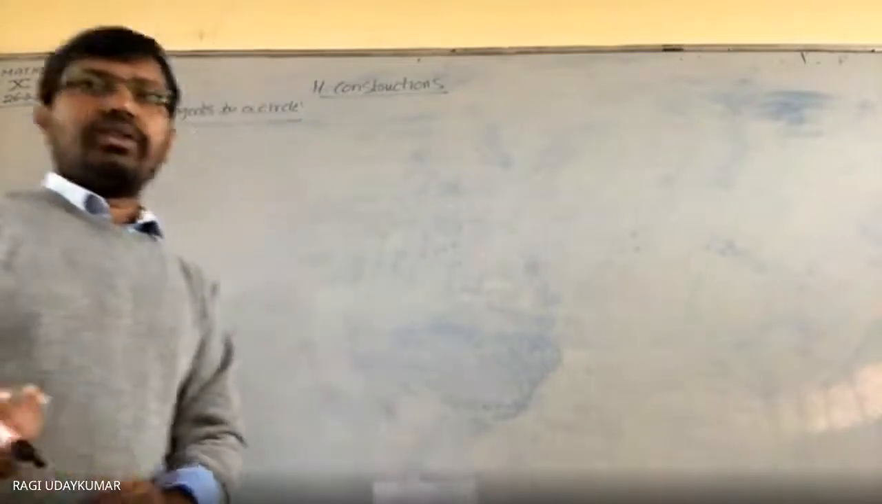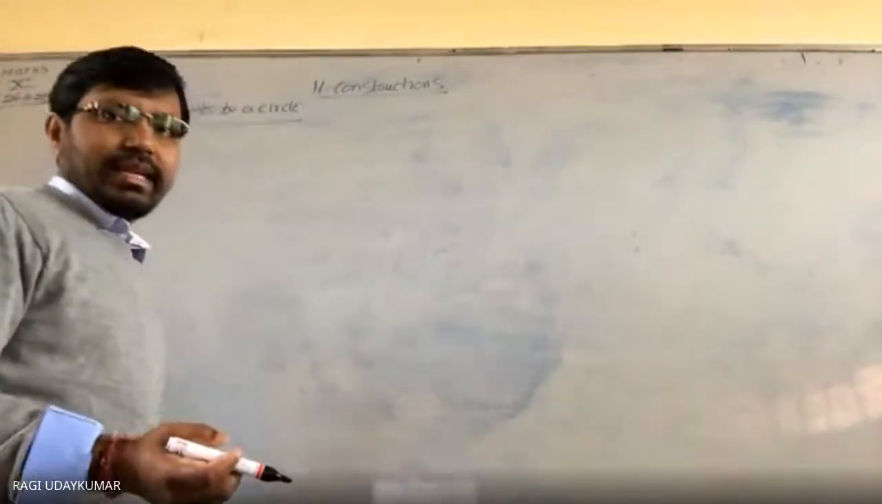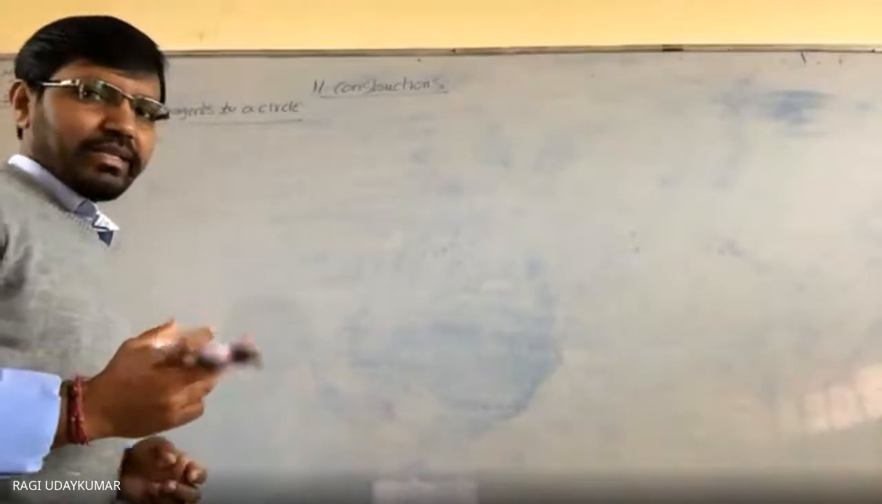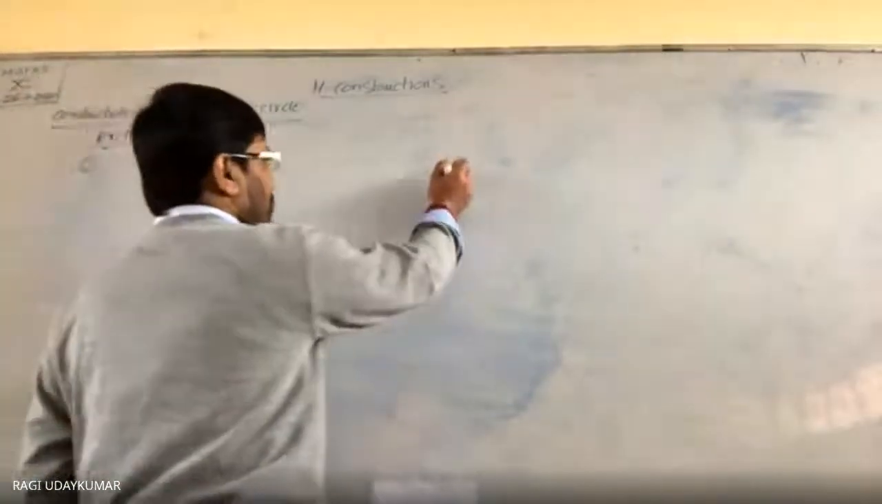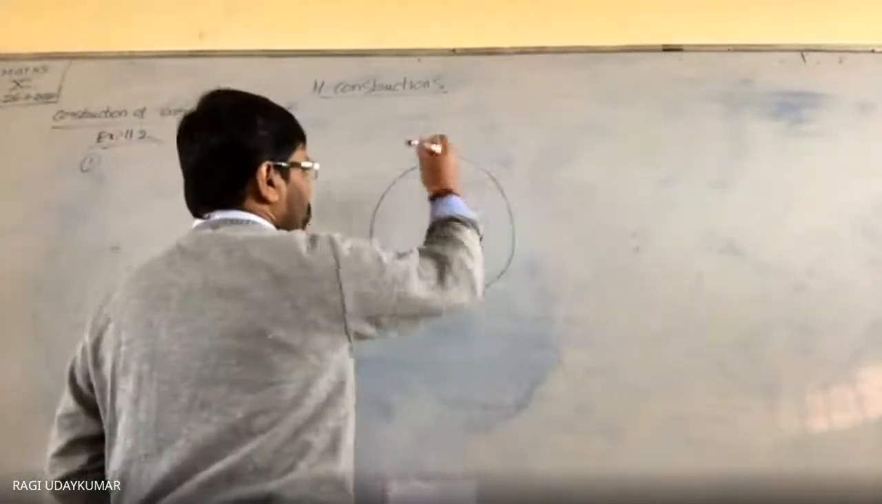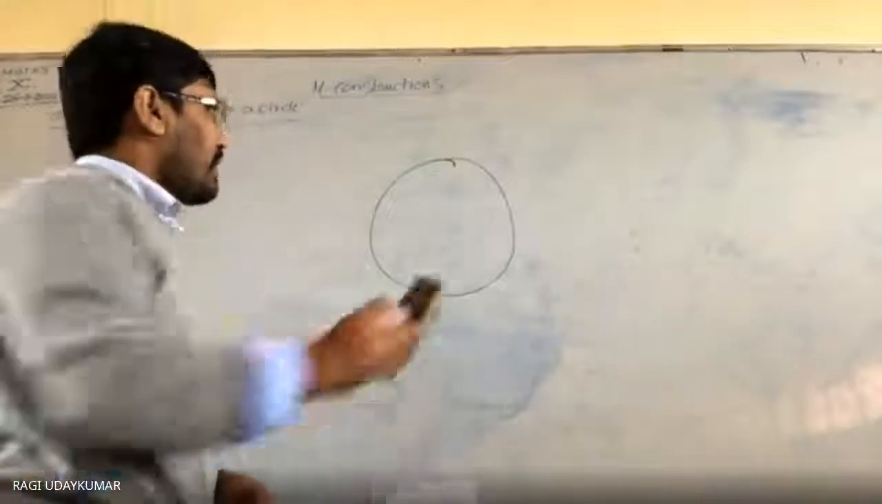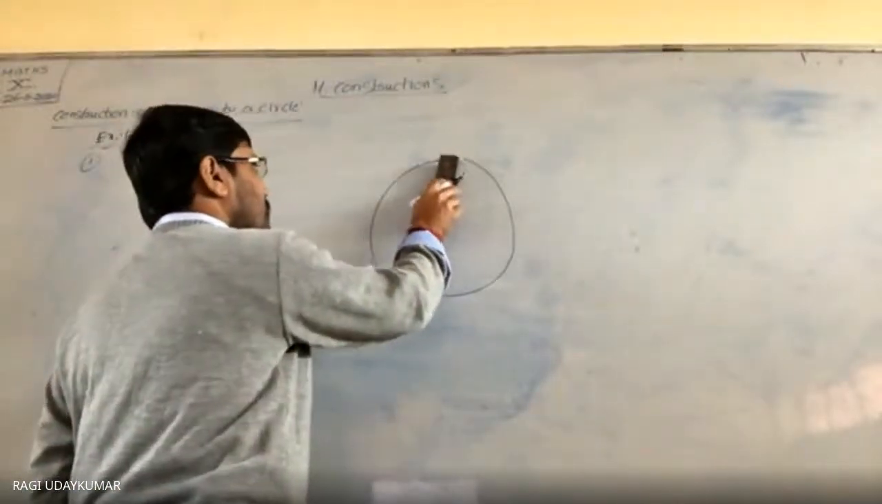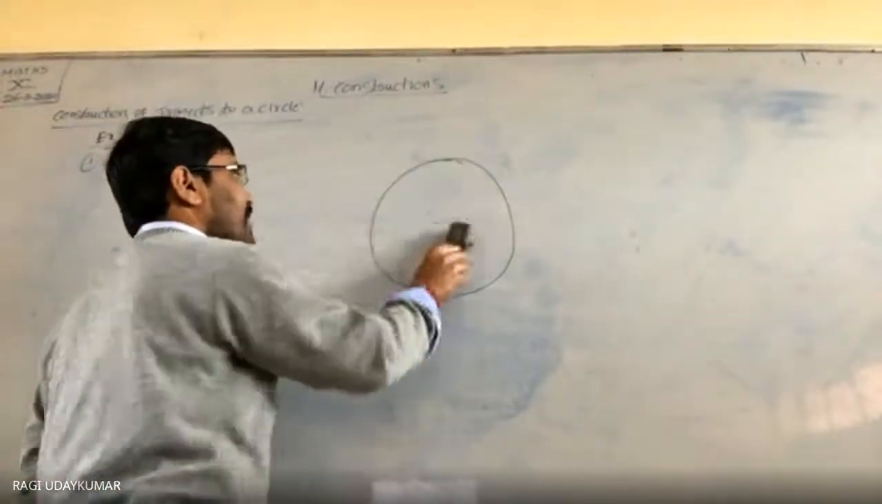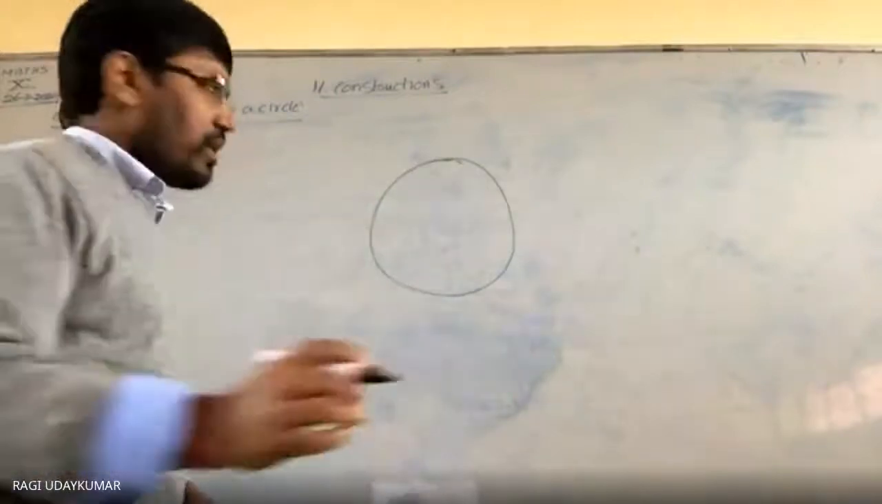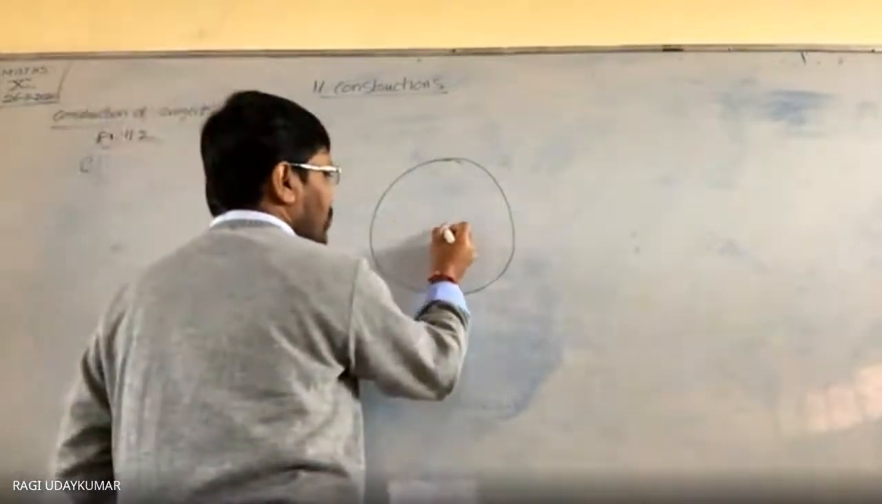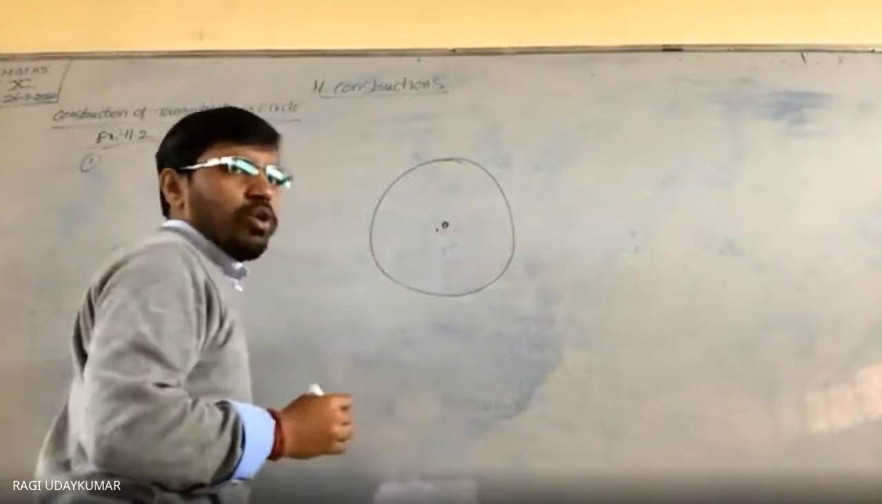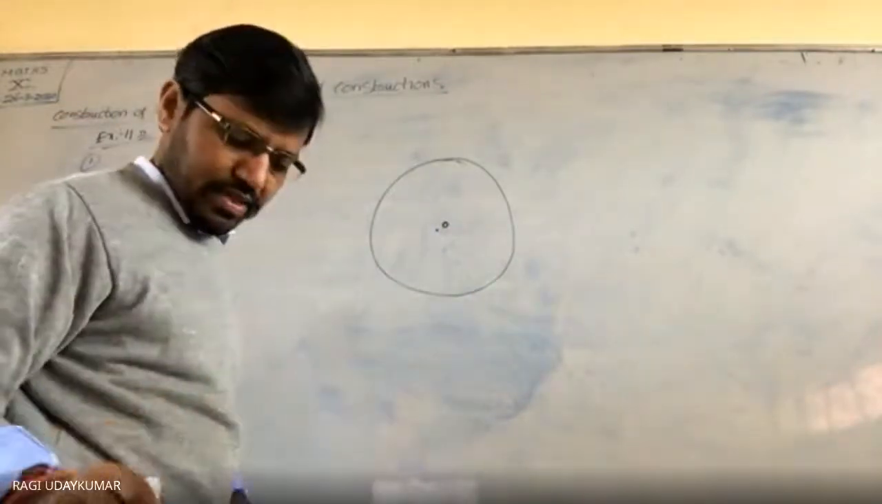Okay. First, you know how to draw the 6 centimeter circle. Take the radius of the compass as 6 centimeters and draw a circle like this. Let us assume the radius of this circle is equal to 6 centimeters. So this is the center of the circle. You mark the center of the circle as O. O is the center of the circle.